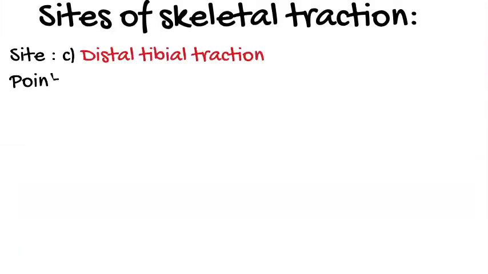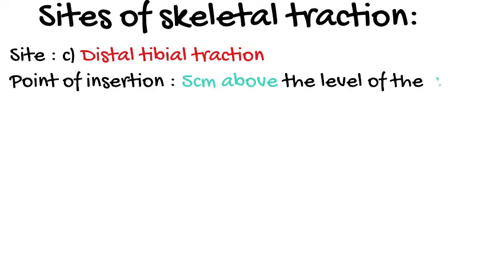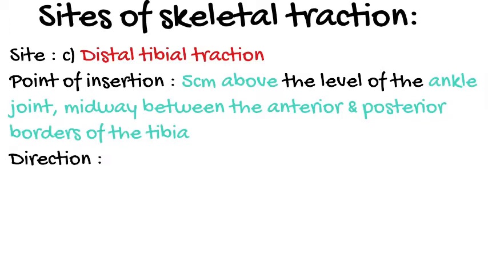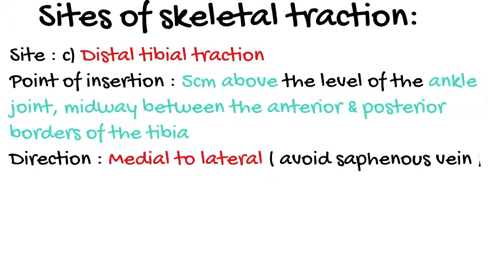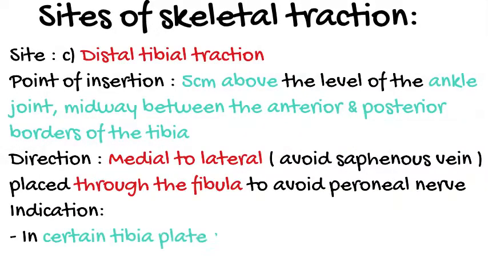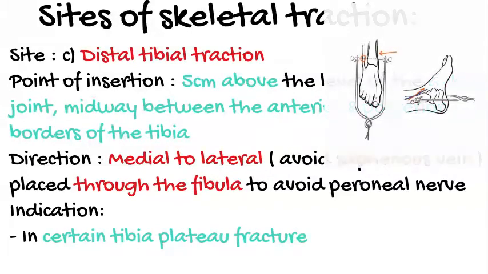C. For distal tibial pin traction, the point of insertion is 5 cm above the level of the ankle joint, midway between the anterior and posterior borders of the tibia. The direction of the pin insertion is from medial to lateral. In this way, we can avoid the saphenous vein. The pin is placed through the fibula to avoid the peroneal nerve. The indication includes certain types of tibial plateau fracture. I will provide an illustration or picture of the distal pin insertion.